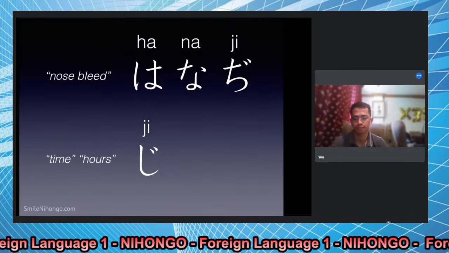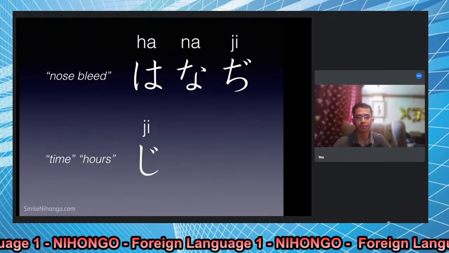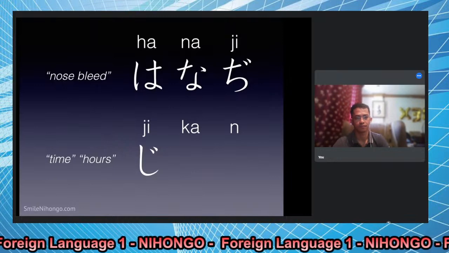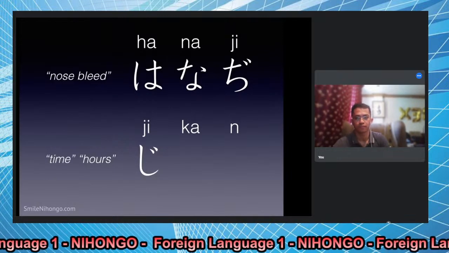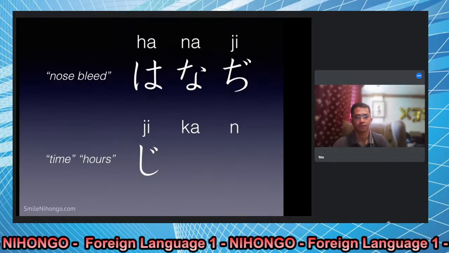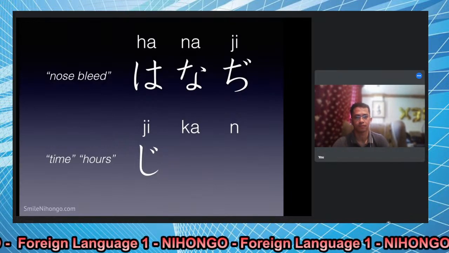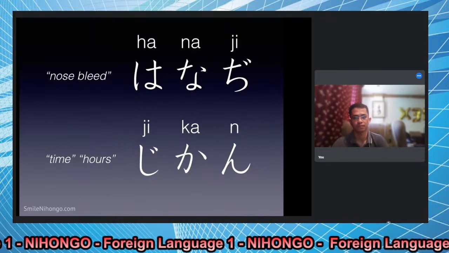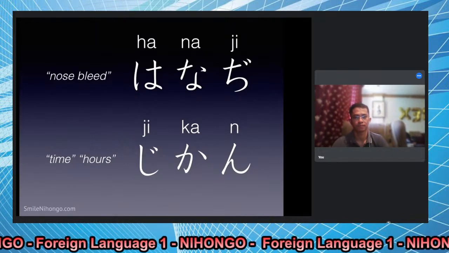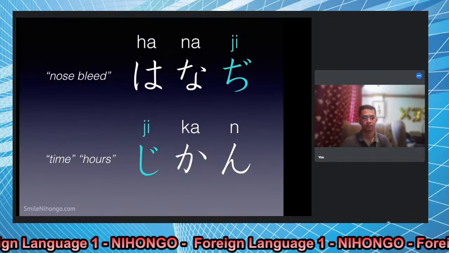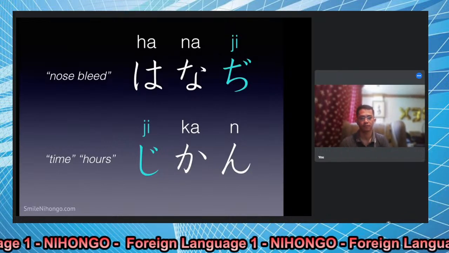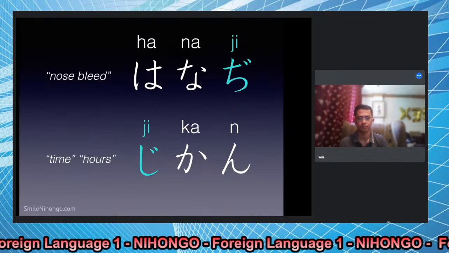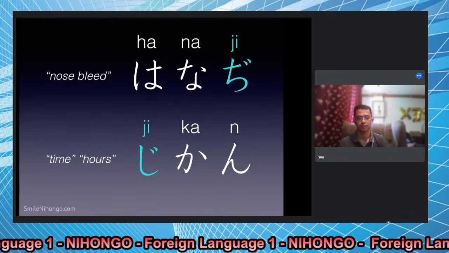On the other hand, if you want to spell time or hours in Hiragana, which is jikan, you have to use shi plus ten-ten for the sound ji. And it looks like this. Ji, ka, n, jikan. So as you can see, which ji to use for a particular word is a matter of spelling. That's something that you have to memorize as you learn the word. Same goes with the sound of zu.